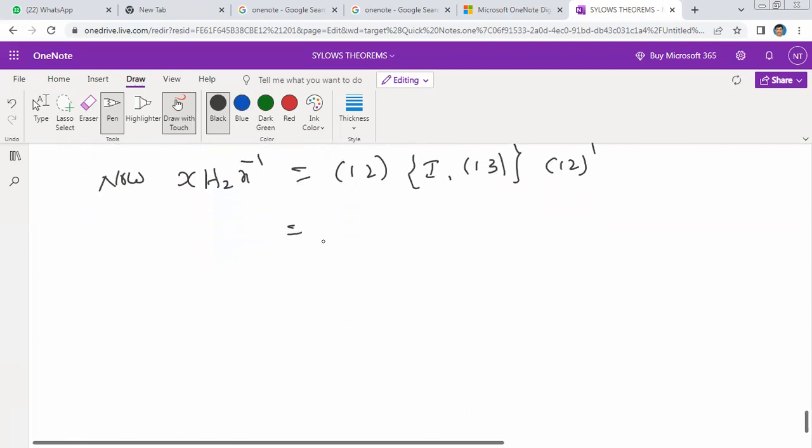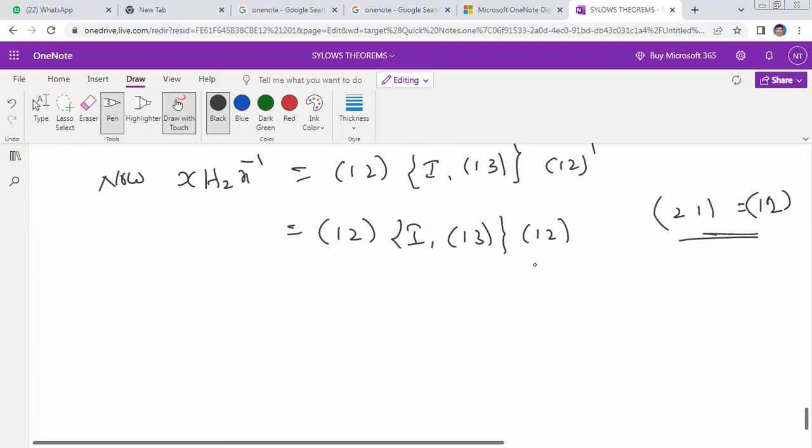You see, this is the permutation (1 2), in the set {1, 2, 3}. (1 2) inverse is (2 1). Both are the same; (2 1) is also written as (1 2). It is a cyclic permutation, so it is its own inverse.